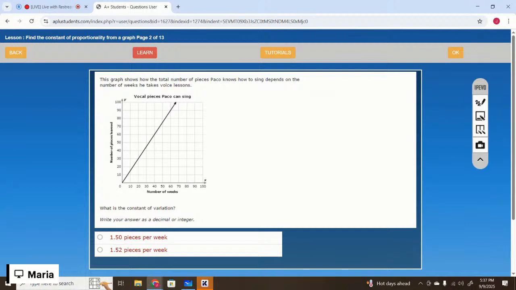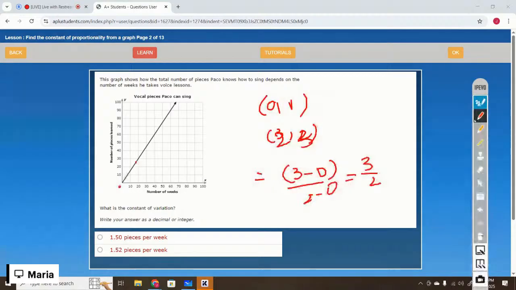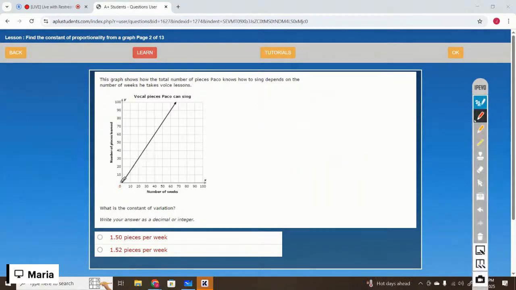This graph shows how the total number of pieces Paco knows how to sing depends on the number of weeks he has taken voice lessons. What is the constant of variation? So just select any 2 points on the graph and calculate the constant of variation. Here we have 0, 0 and here we have 20 and 30.